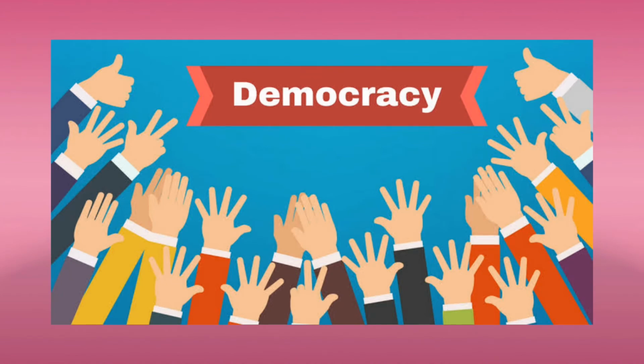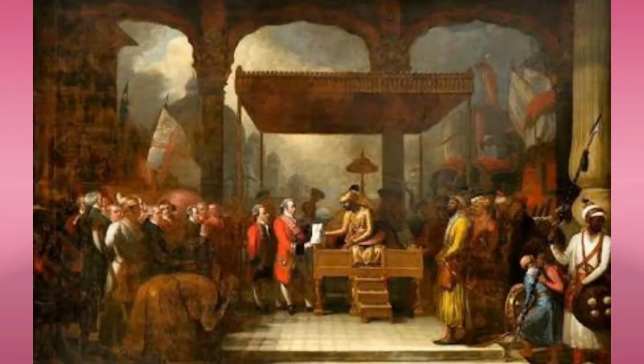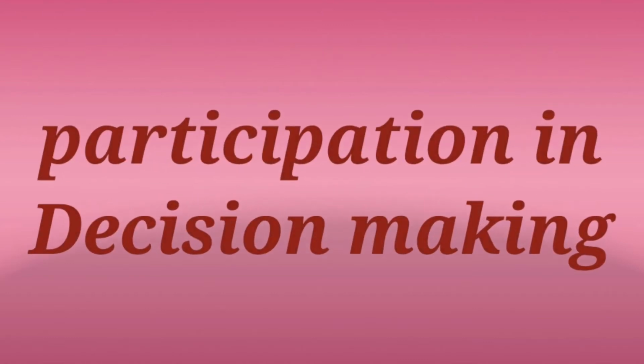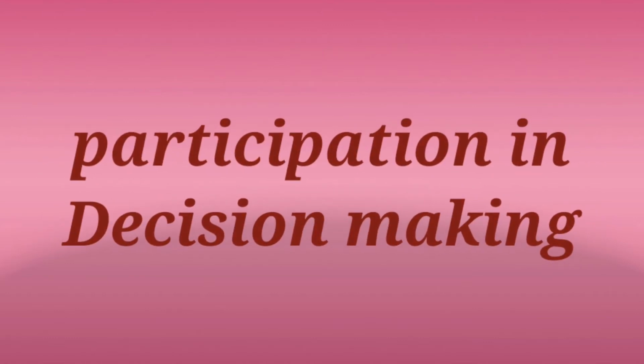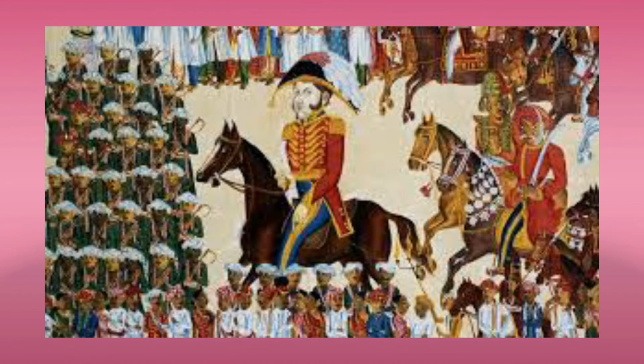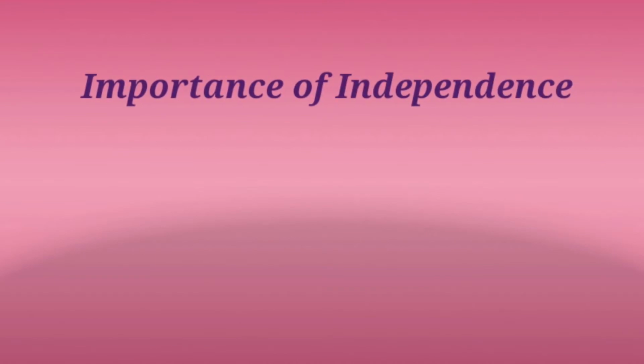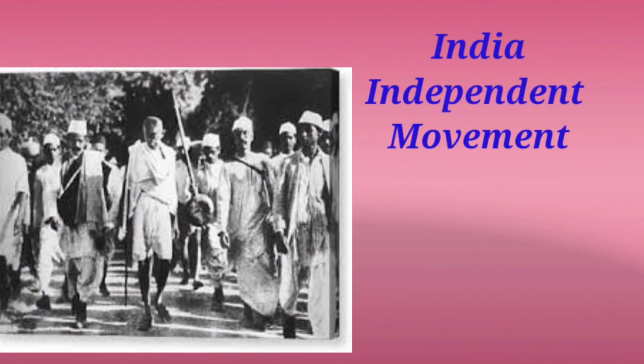Now let's discuss how we Indians were under British colonization in those days. You know very well, for about 200 years the Indians were ruled by the British. We didn't have our freedom. We didn't have any right to participate in the decision making of the government. And one more thing, the people were exploited completely by the British government. At that time, people realized the importance of independence, and we started our Indian independence movement, led by some leaders.